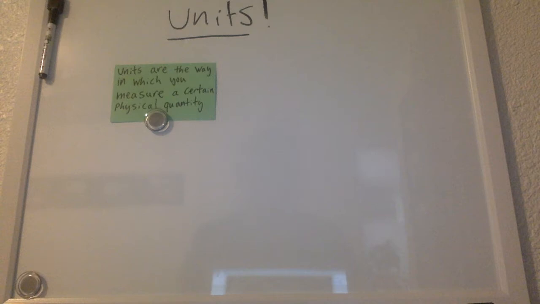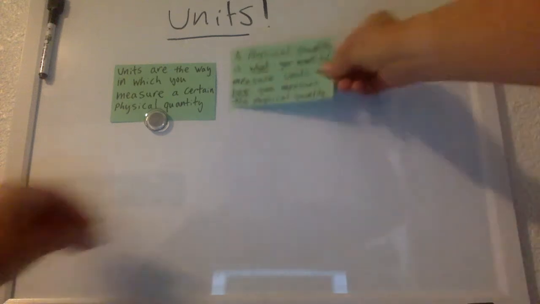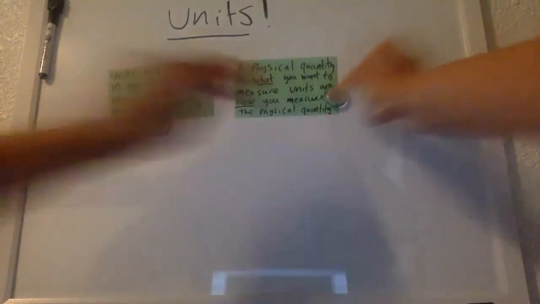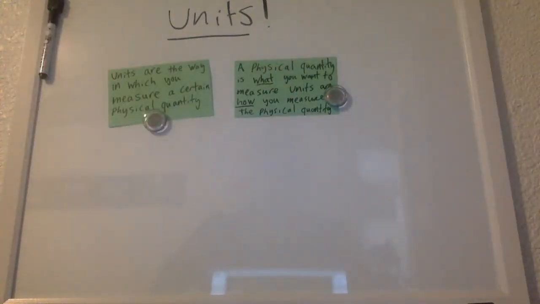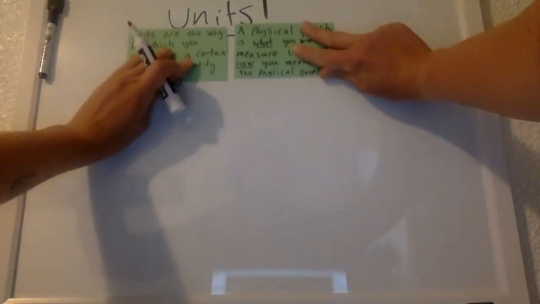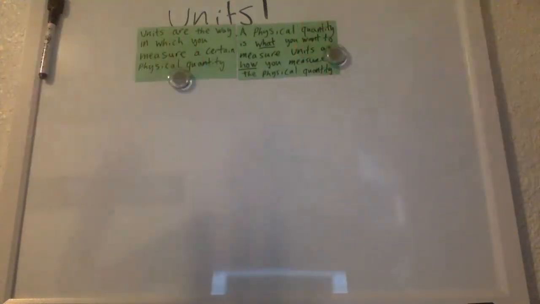And you might be like, what's a physical quantity? Well, I also have a definition of that. A physical quantity is what you want to measure. And then units are how you measure that physical quantity. Now, that may not make a ton of sense yet, but I'm going to do a couple examples for you. So hopefully it'll make a little bit more sense in a second. So I'm just going to kind of move these definitions up to the top here.